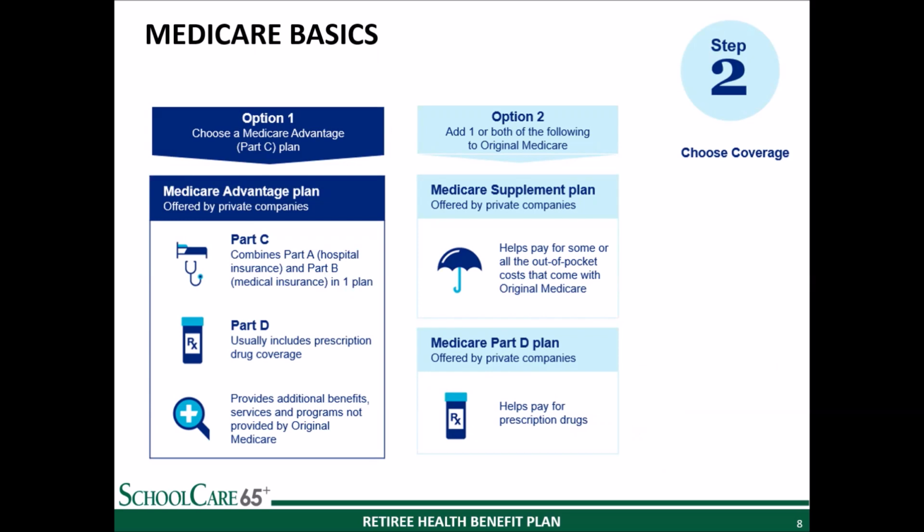Now that you understand the deductibles and coinsurance under Medicare Parts A and B, the next step is to choose coverage to fill in those gaps. The first option would be to choose a Medicare Advantage plan known as Part C. These plans are offered by private companies and combine Part A and B into one plan. It usually covers Part D as well for prescription drug coverage. Medicare Advantage plans also provide additional benefits and services not covered by Original Medicare.